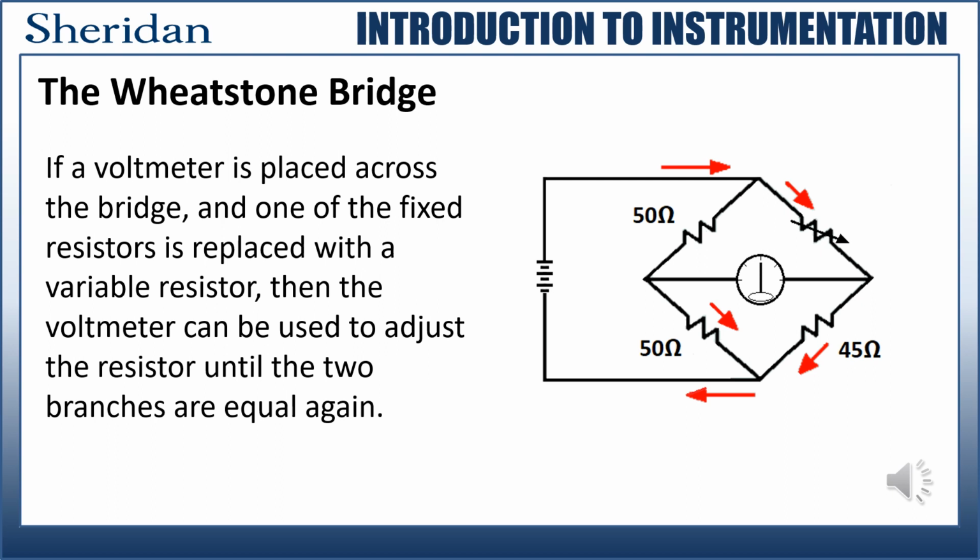Let's change the circuit again. Let's replace the unknown resistance with a voltmeter, and let's replace the fixed resistor with a variable resistor. Once this is accomplished, we can monitor the voltmeter and adjust the value of the variable resistor to balance out the circuit again. When the voltmeter reads 0 and shows no positive or negative deflection, the bridge is balanced.